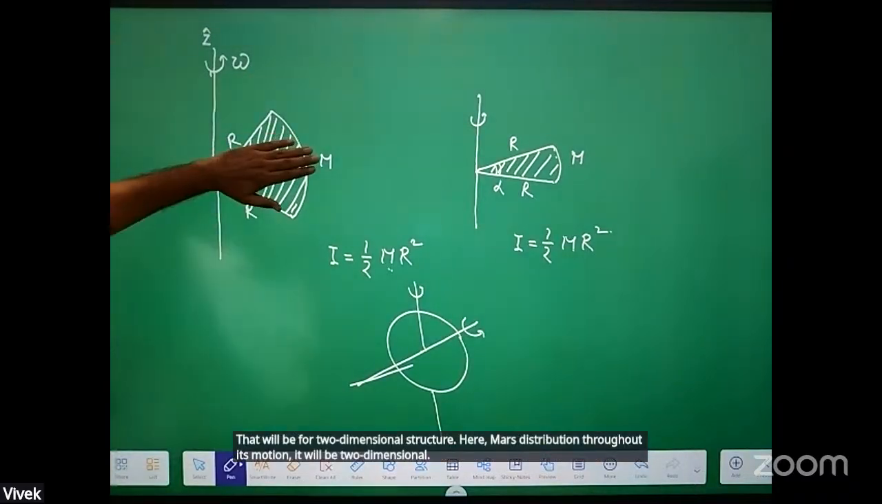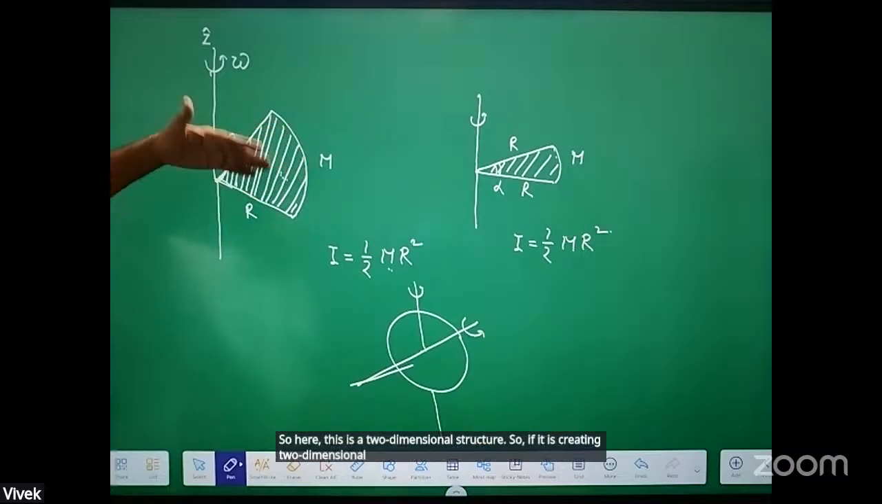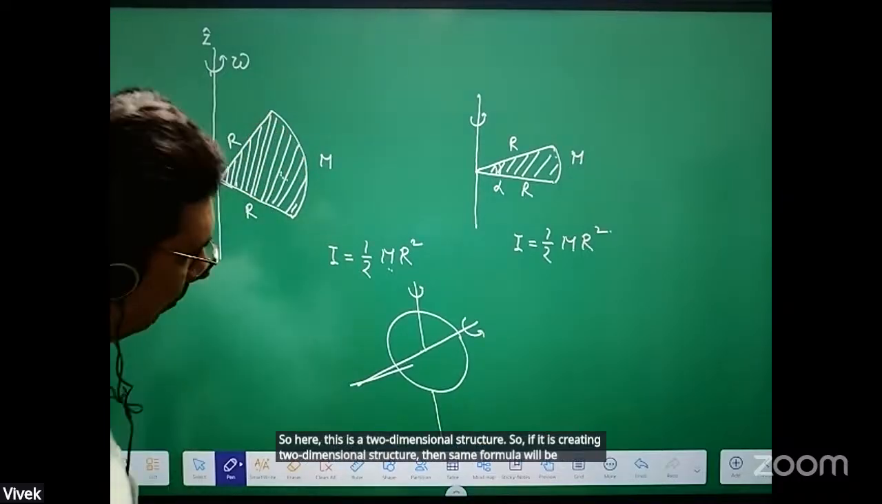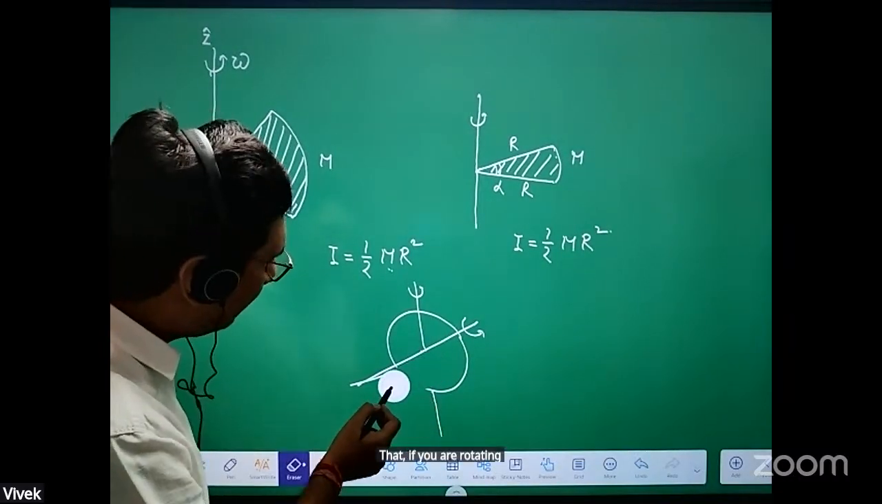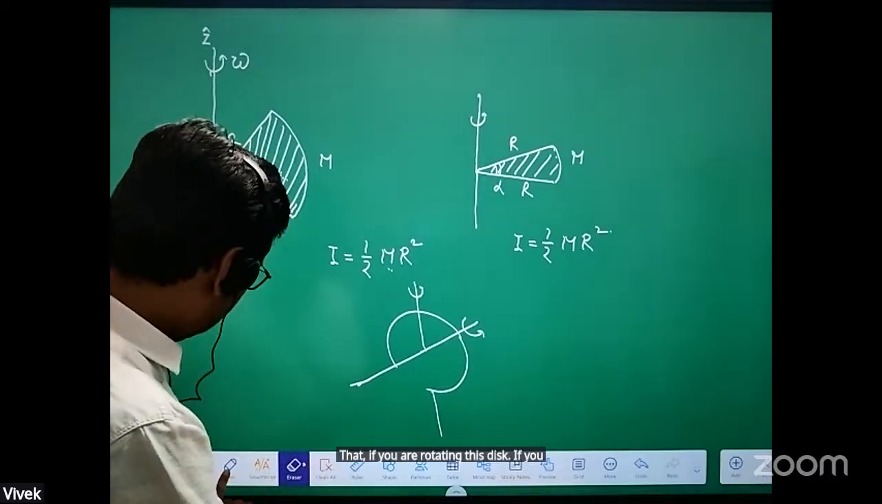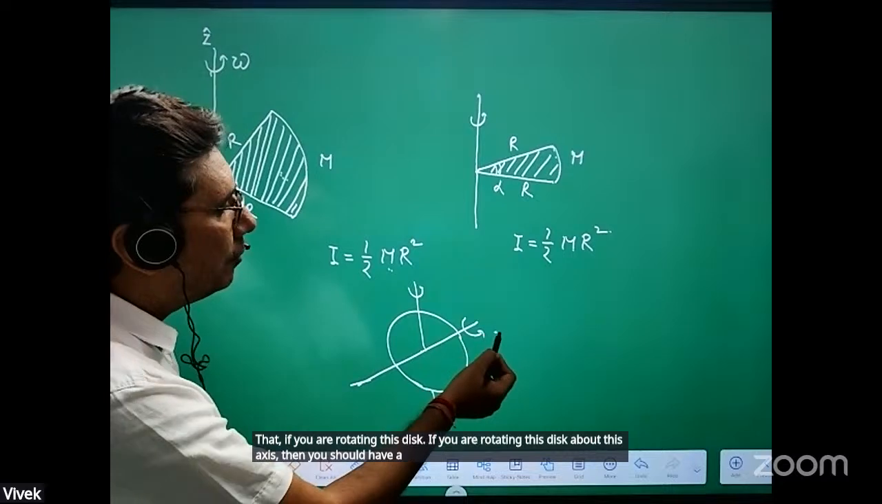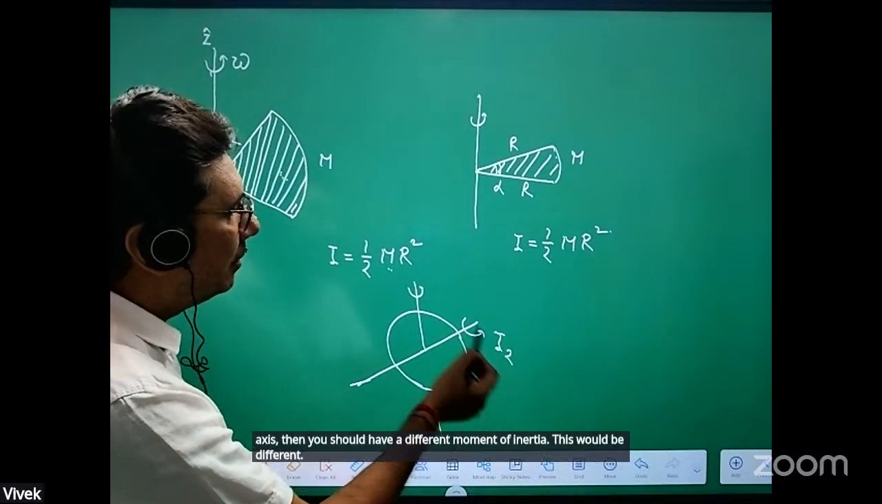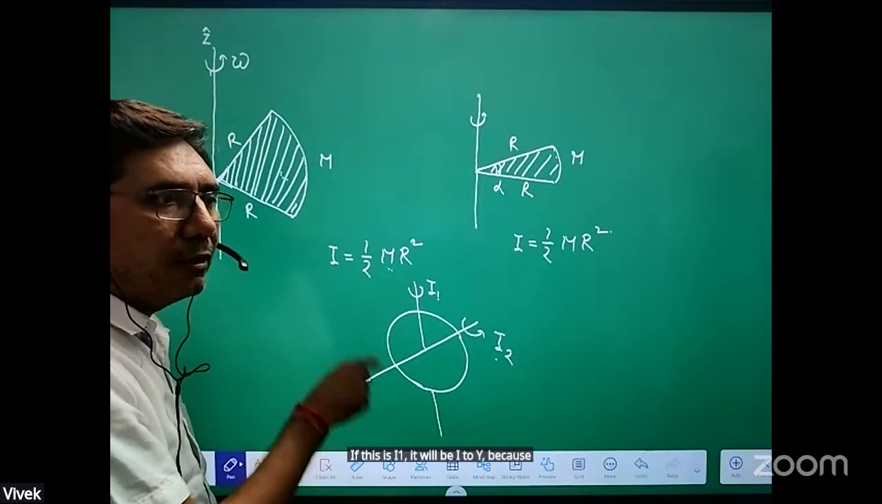So here, this is a two-dimensional structure. If it is creating a two-dimensional structure, then the same formula will be applicable. But I want to tell you here that if you are rotating this disk about this axis, then you should have a different moment of inertia. If this is I1, it will be I2. Why? Because on rotating, you are getting a sphere.